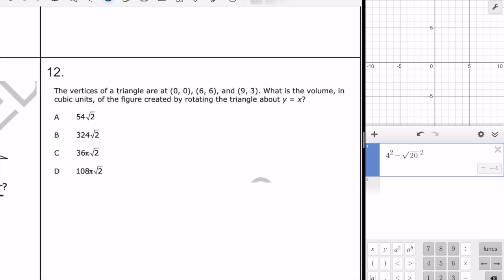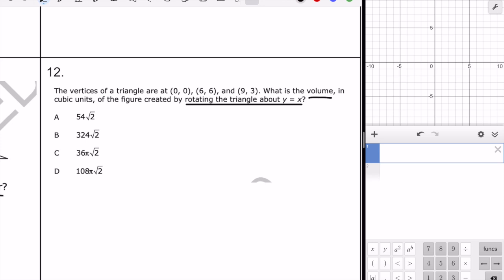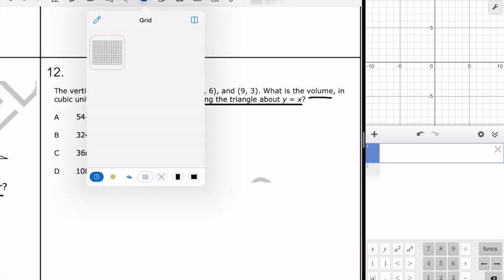All right, so for number 12, it says the vertices of a triangle are 0, 0, 6, 6, and 9, 3. They want us to determine the volume, in cubic units, of a figure that is rotating around the line y equals x, and it's a triangle. Now, here's the issue: most students don't understand what this is asking because they don't understand what they're saying when they say this rotation. So I'm going to go ahead and graph this on some graph paper.